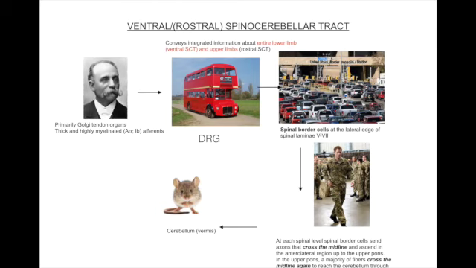So Golgi gets on the bus, crosses the border, spinal border cells, and then at each level of spinal cord, crosses the midline and ascends in the anterior lateral region, and then crosses again to reach the cerebellum through the superior cerebellar peduncle, and then reaches the cerebellum or vermis.